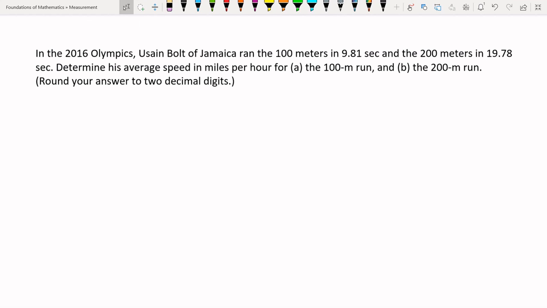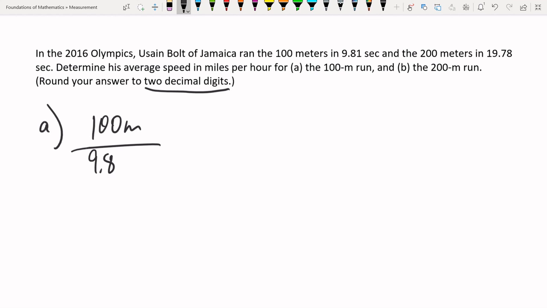All right, in 2016, Usain Bolt ran 100 meters in 9.81 seconds and 200 in 19.78. What's the average speed in miles per hour for both of the runs? And we're rounding to 2 decimal places. Okay, so for part A, we have a 100 meter run. This is 100 meters in 9.81 seconds. We're going to change this to miles per hour.